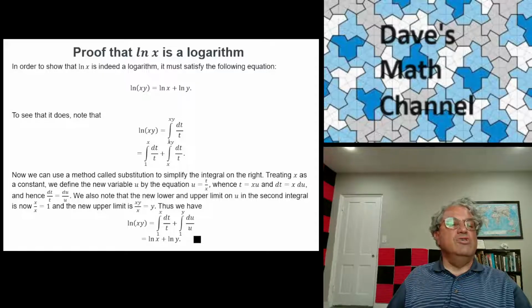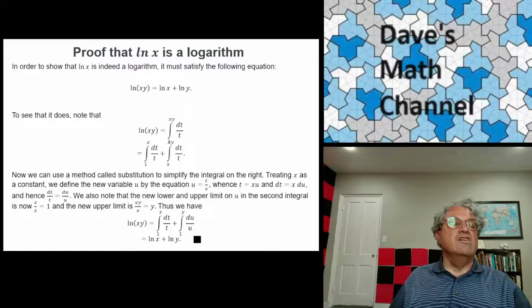So how do we prove that? Well, we just plug in the definition. Using the definition, ln xy is the integral from 1 to the product xy of dt over t. We can split that up into two parts. You can always do this for integrals, by the way, because areas add. So we can write this as the integral from 1 to x of dt over t plus the integral from x to xy of the same thing, dt over t.